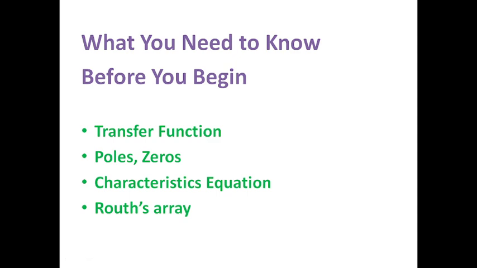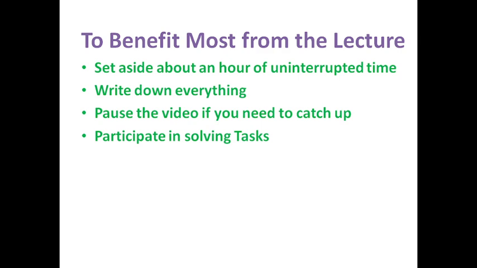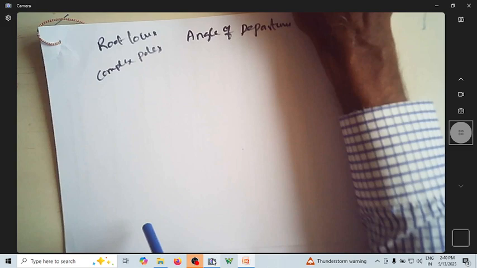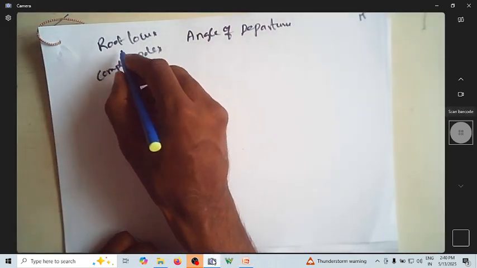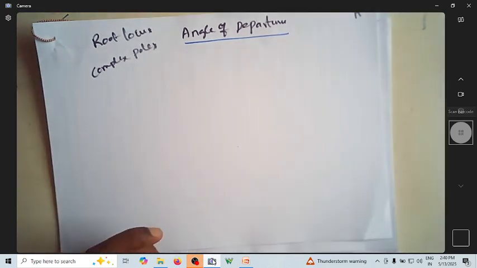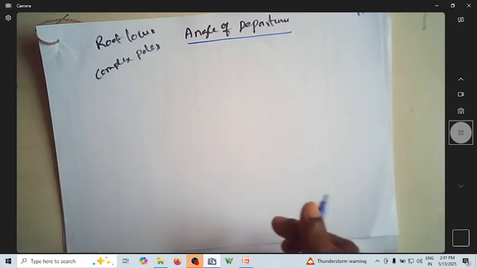Okay, these are the prerequisites. Now let us proceed and try to find the angle of departure first. We just focus on how we find the angle of departure of a system having complex poles.